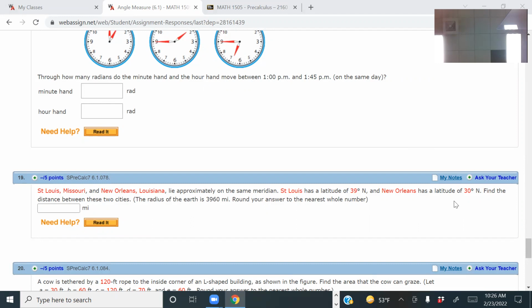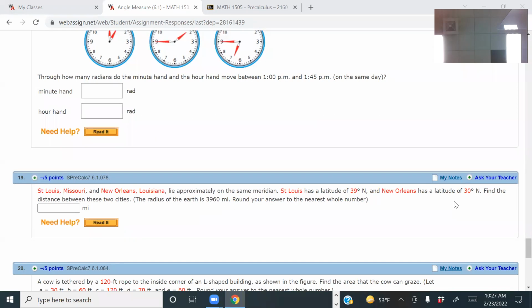All right, so St. Louis, Missouri, and New Orleans lie approximately on the same meridian. All right, so meridian for longitude and latitude, right? Okay. So that means that St. Louis is directly north of New Orleans, almost directly north. And St. Louis has a latitude of 39 degrees north. And New Orleans, though, has a latitude of just 30 degrees north.